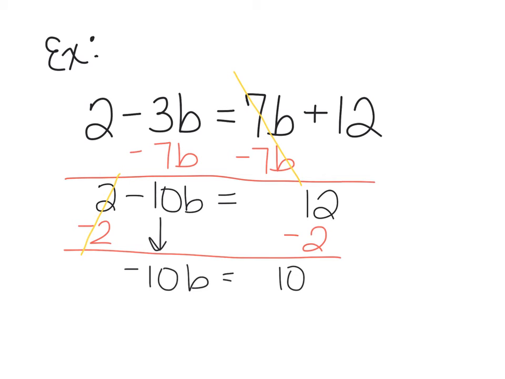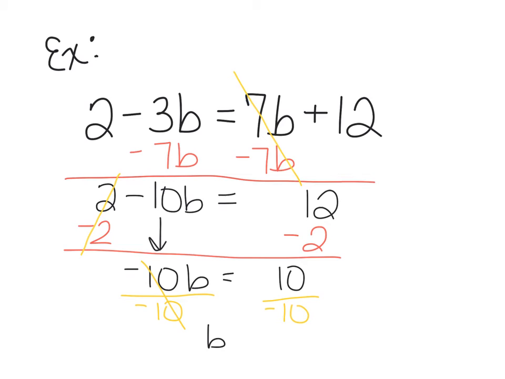Okay, so what we have now is a regular one-step equation. Negative 10b equals 10. All right, so we are ready to solve for b at this moment. The only way we do that is to, you got it, divide by negative 10, because our goal is to get that to cancel. So I need just b by itself.